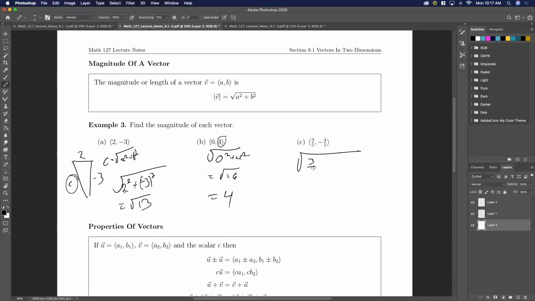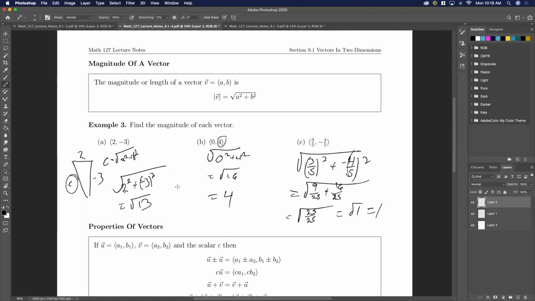For this one, I'll have the square root of 3/5 squared plus negative 4/5 squared. So let's crunch through this slowly. I'll have 9/25 plus 16/25, and I'm going to take the square root of that. 9 plus 16 is 25, so 25/25, which of course is the square root of 1, which is just 1. So this has a magnitude of 1. The length of this vector, if I drew it, would be 1.